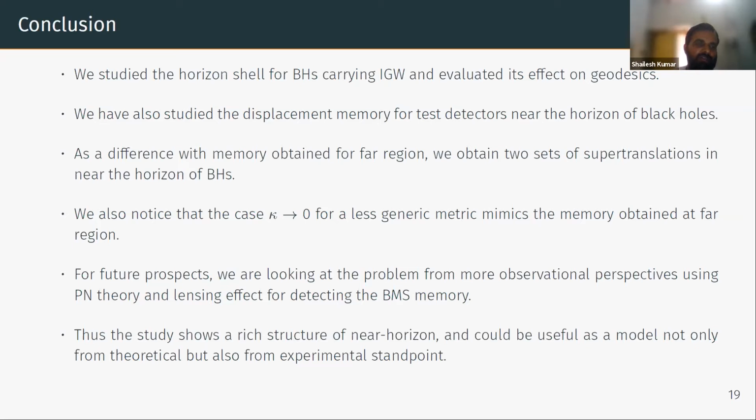So for future prospects, we are looking at the problem from a more observational perspective, using PN theory and lensing effect for detecting this BMS memory. So this basically provides us a rich structure of near horizon, which could be useful as a model scenario, not only for theoretical, but also from experimental point of view.